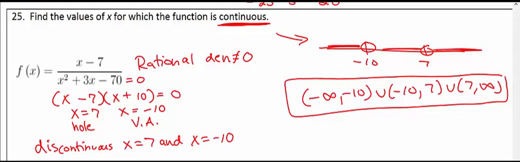You can also plot this graph in Desmos if you want to visualize what that graph looks like, with the vertical asymptote here and the hole at x equals 7.